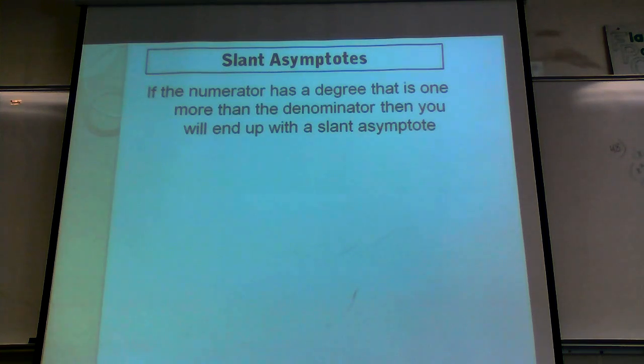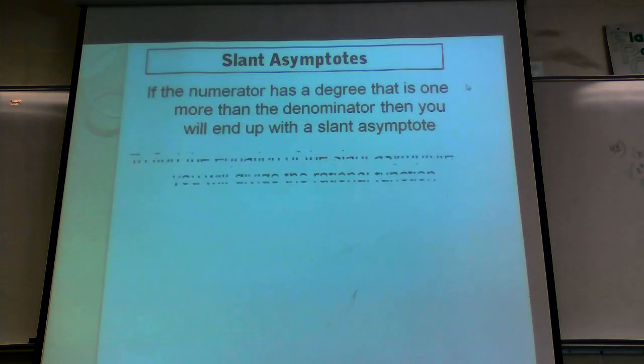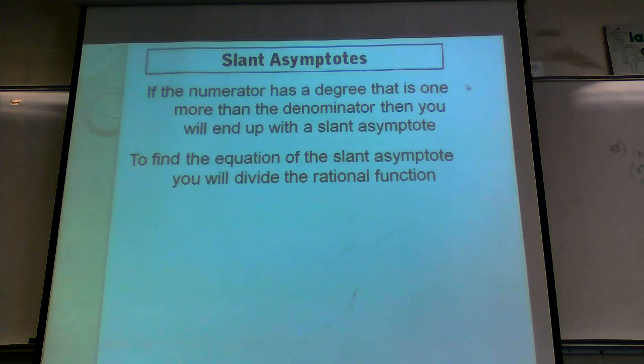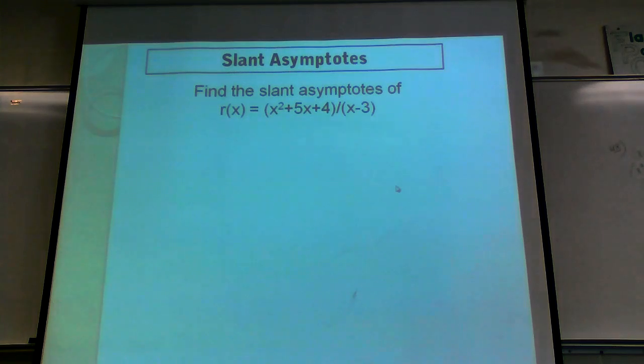But the only case where this is going to come up is if the highest power in your numerator is larger than the highest power in the denominator. Then you're going to end up with a slant asymptote. In order to find it, you're going to do a long division problem, dividing the numerator by the denominator. All right, so right here, we'll just find a slant.